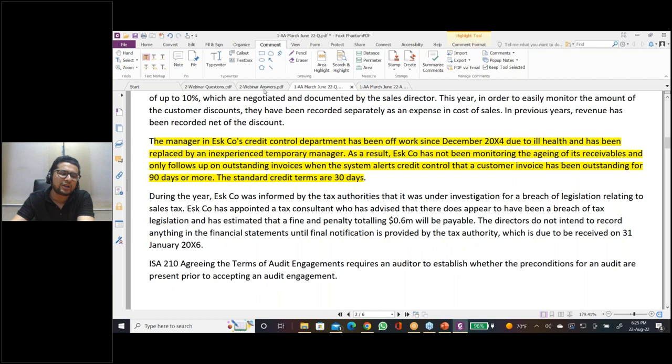Last but not the least, if you're running short of ideas, think which family does receivable belong to. Well, it belongs to EVCR. So can you apply any procedure on existence? Yes, select a sample from the year-end receivable. Now you want to verify whether that receivable exists or not. Agree the corresponding sales order, agree the corresponding goods dispatch note. If everything is there, it means that receivable literally exists.